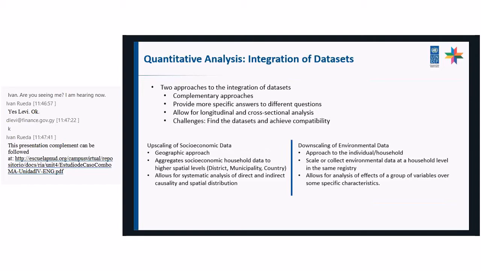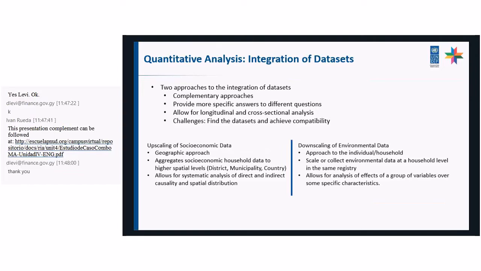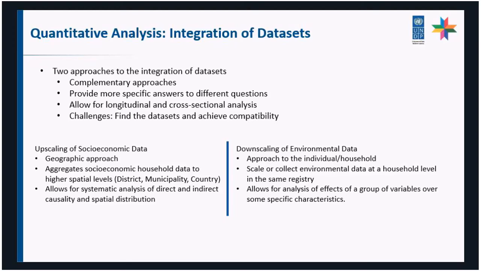So the first approach that we're taking here, and this is going to be the example that I show a little bit later, is what we call the upscaling of socioeconomic data. So this is more of a geographic approach to the analysis. The idea is to aggregate socioeconomic household data to higher spatial levels, let's say to the district level, to the municipality level, even to the country level if you actually need to make a national analysis. And this specific type of approach will allow you a more systemic analysis of causality and spatial distribution, which you can later use for prioritization of specific areas that have more environmental impacts or negative conditions.